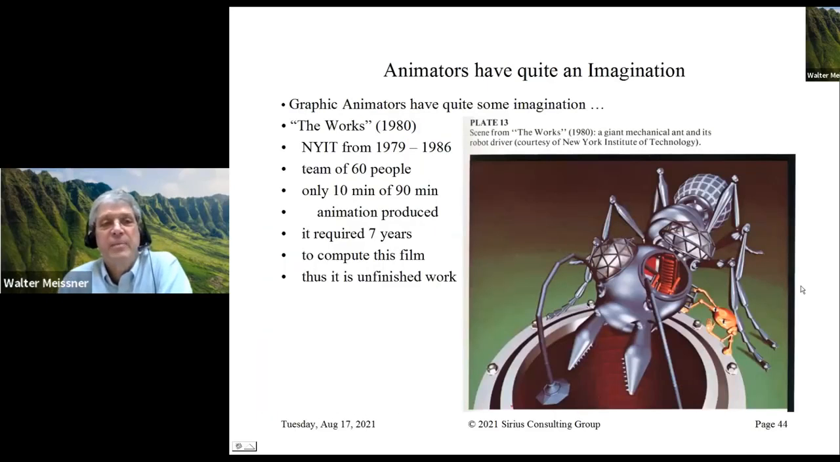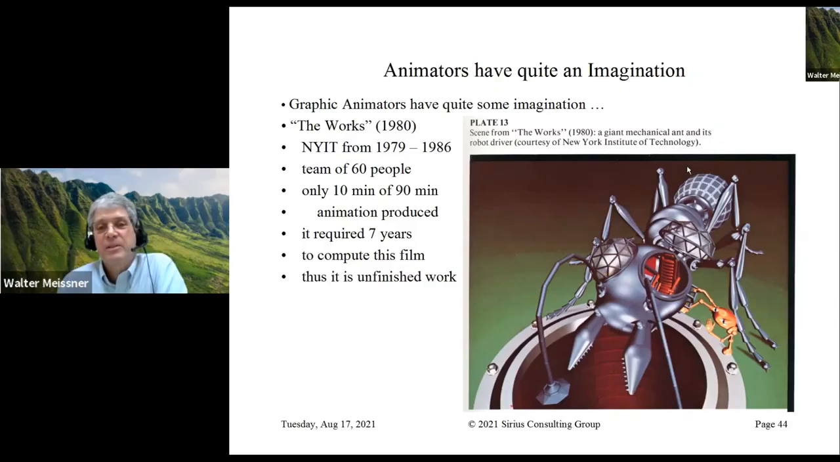Anyway, animators have quite a bit of imagination. Here's something done about the same time Tron was done. It was called The Works, done in 1980. People at New York Institute of Technology worked on it from 1979 to 1986. There was a team of 60 people. They had this very ambitious goal. The graphics are way better than Tron. However, given the technology they had at the time, they could only produce 10 minutes out of the 90 minutes of animation. They finally figured out it would take about another 7 years to finish it, and so they left it as unfinished work.